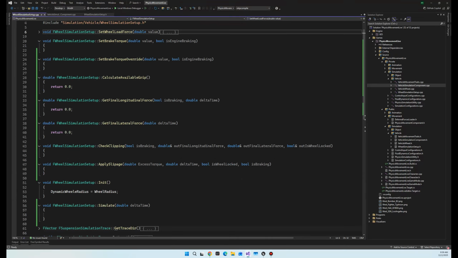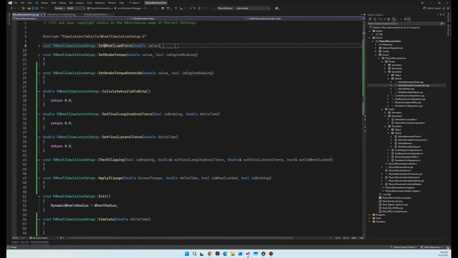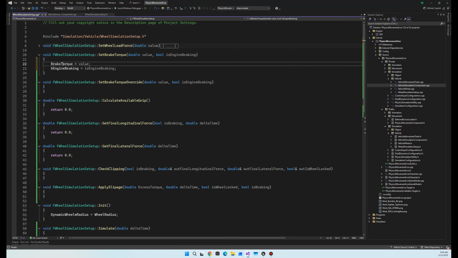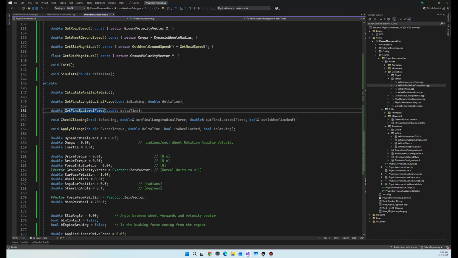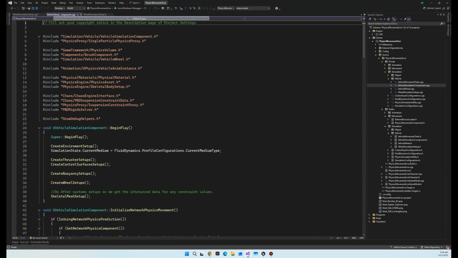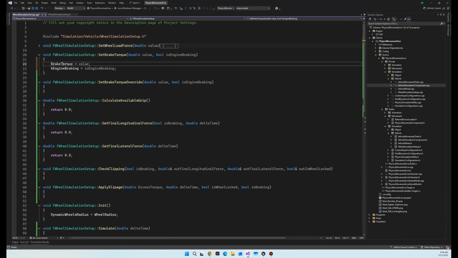So that's set up. Next on the list is set the brake torque. It's taking two variables in, so let's just add those in. We're just setting the brake torque, which is over here, brake torque. I'm just going to close that. We also have is engine braking. If this wheel is tied into the power system, it will also add that in, or tell us if this is an engine braking value or not.